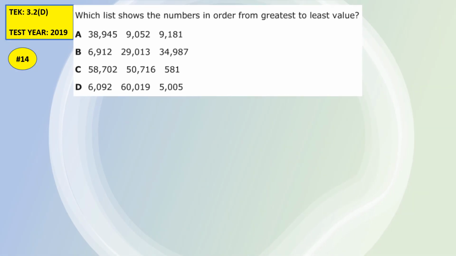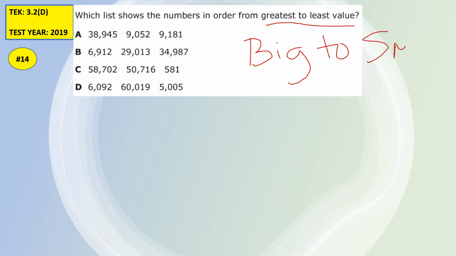number 14 says, Which list shows the numbers in order from greatest to least? So we want biggest to smallest this time. So you want to go from big to small. Greatest to least means big to small. Okay? Big to small.